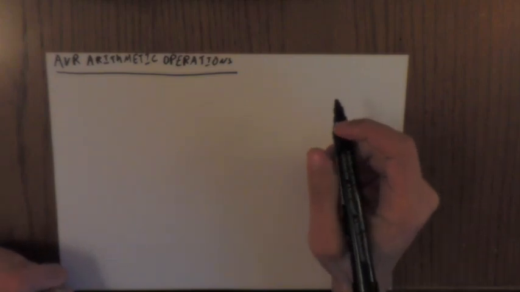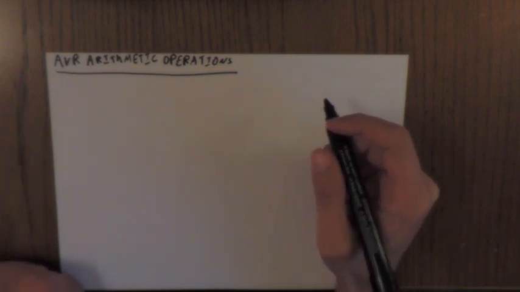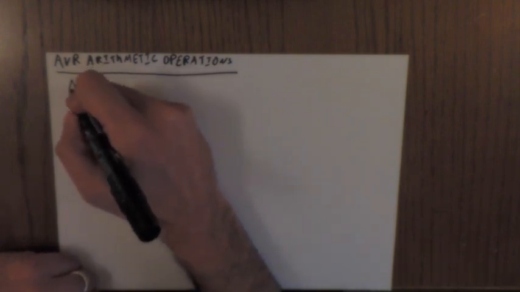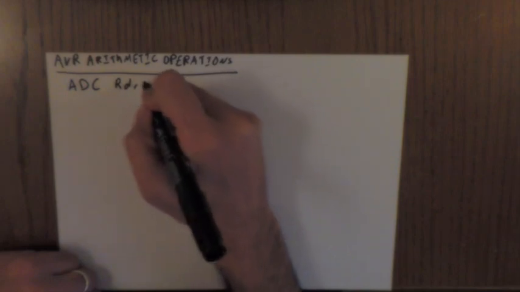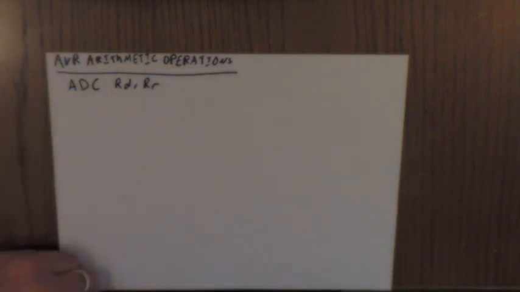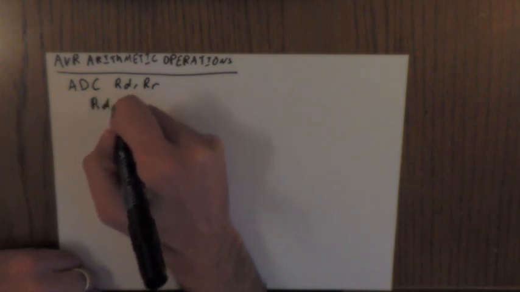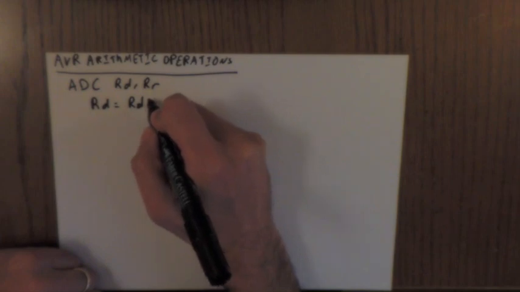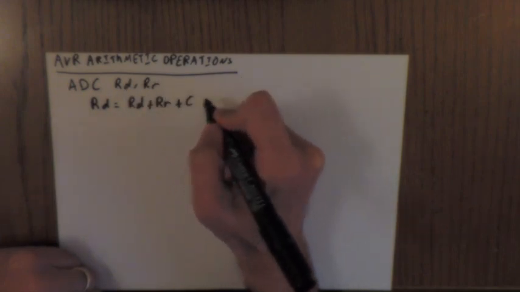Hello everyone, in this lecture we will explain AVR arithmetic operations and the effect on the SREG register. The first instruction we're going to discuss is ADC, which takes two registers, two GPRs, and sets the destination register with the addition of these two plus the carry.